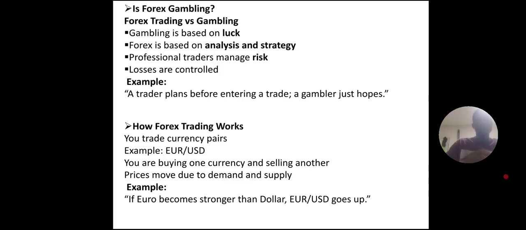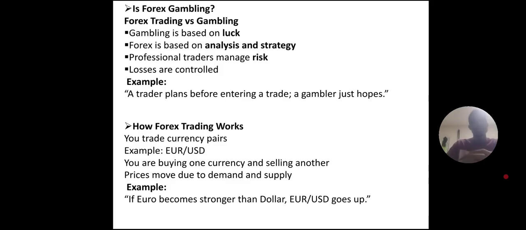Now, how forex trading works: you trade currency pairs. So what we are doing is trading currency pairs. Example, we have the EUR/USD, we have the USD/JPY, we have the GBP/USD, and so on. These are the major pairs in forex trading. So you are buying one currency and selling another currency. Price moves due to demand and supply. If euro becomes stronger than dollar, EUR/USD goes up.